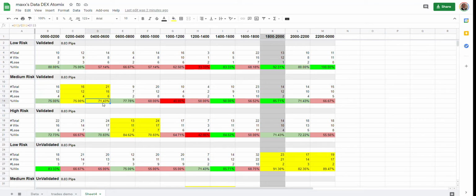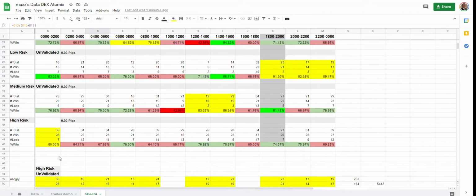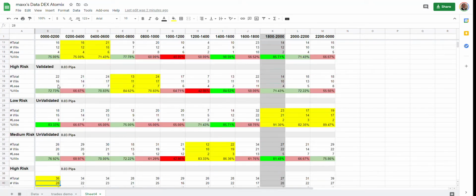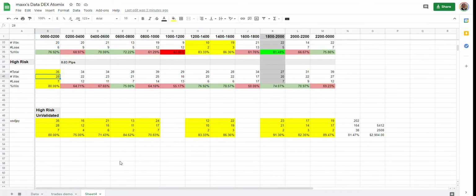This one had a 71%, and I found that I could have kept this here and brought in another 12 to 4. Or I could have come down here and grabbed this 28 to 7. 12 to 4, 28 to 7. You see where I'm going with this?